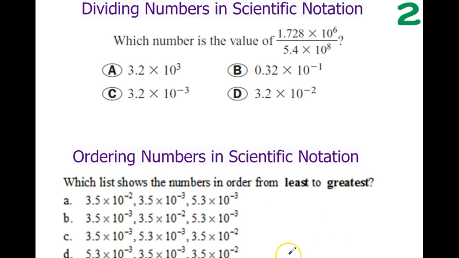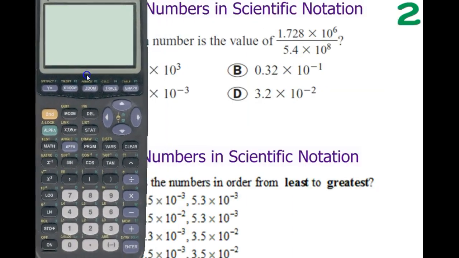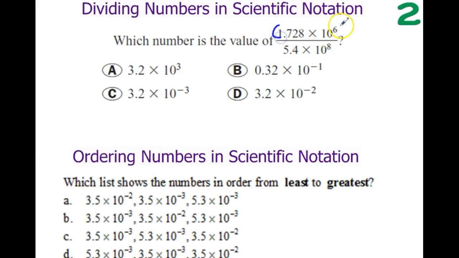Alright, we have 2 questions that have to do with scientific notation. It says, which number is this? Well, there's 2 ways you could do it. One, you could try and figure it out in your head, or we can use our calculator. Now, I'm going to plug this whole thing in my calculator, but when I do it, I'm going to make sure to put the top piece in parentheses and the bottom piece in parentheses because those go together. Because this right here means divide. We don't want to divide like 6 divided by 5.4. We want to divide this whole piece by this whole piece.